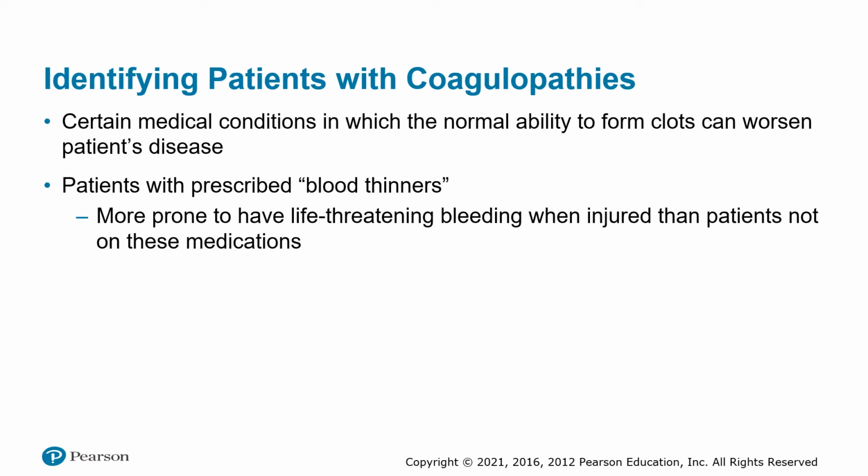Okay, so we're going to identify these patients. Certain medical conditions in which the normal ability to form the clot can worsen the patient's disease, and they may be on blood thinners. When they're on blood thinners, they are more prone to life-threatening bleeding when injured than patients not on these medications. So if a patient falls and they hit their head, and they're an older patient, they're on a blood thinner, it is important to know that they are on a blood thinner because they could have a head bleed.